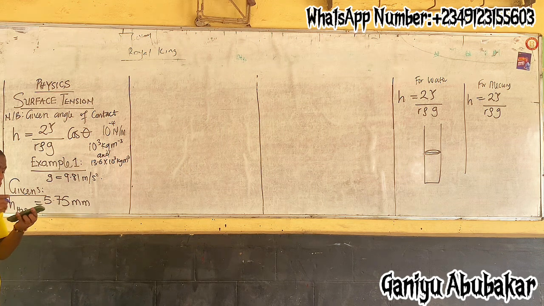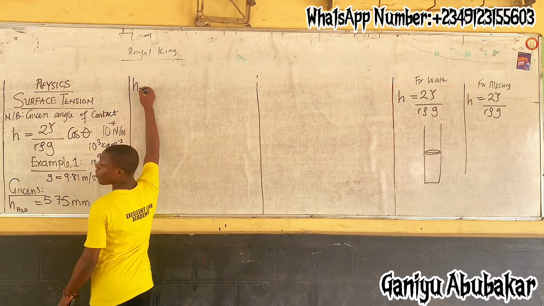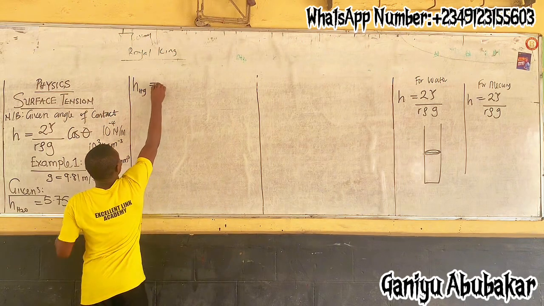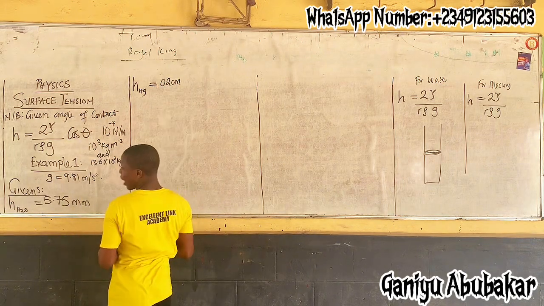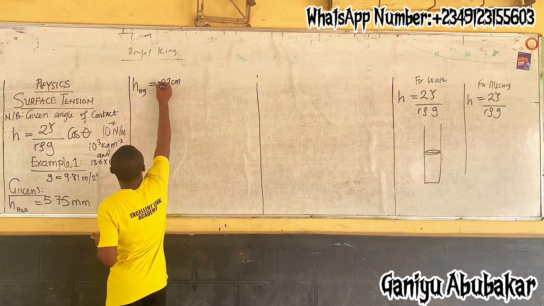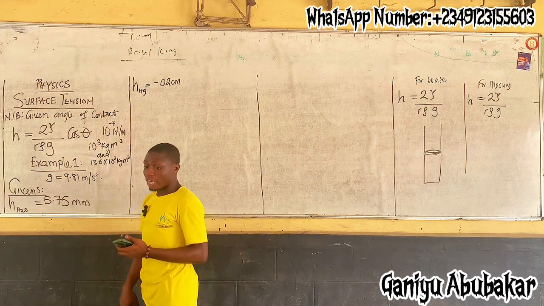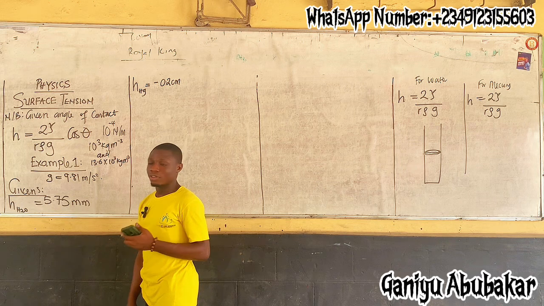The same tube is depressed into a similar vessel of mercury. The mercury is depressed below, negative, below the outside level of mercury in the vessel. If the variation H, that is the height of mercury, and the symbol of mercury is Hg, so height of mercury is 0.2 centimeter. It's negative because it is depressed, downwards. That's the concept.